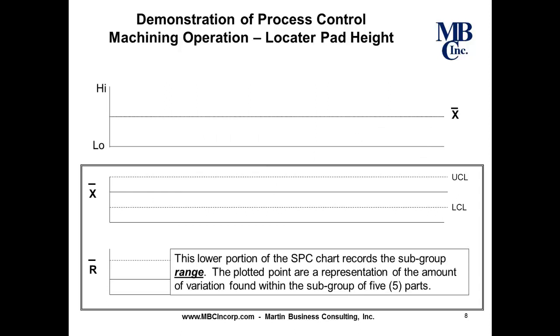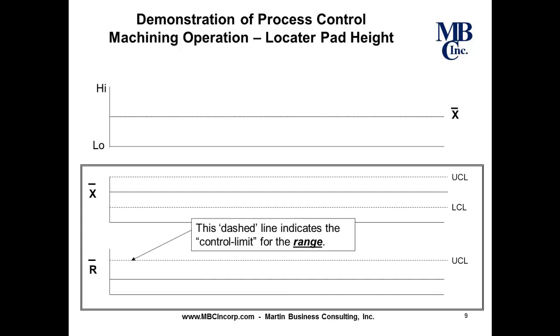This lower portion of the SPC chart records a subgroup range. The plotted points are a representation of the amount of variation found within the subgroup of the 5 parts that were measured. This dashed line indicates the control limit for the range values of each subgroup.